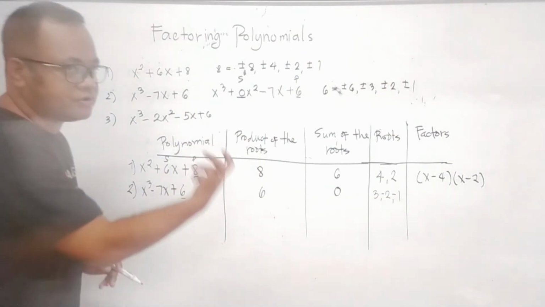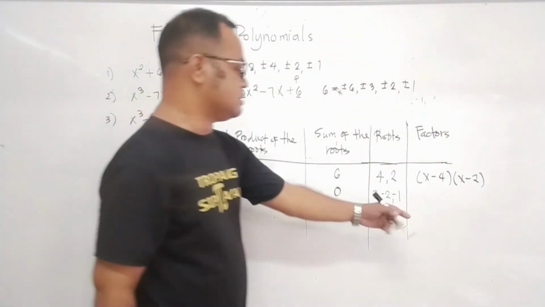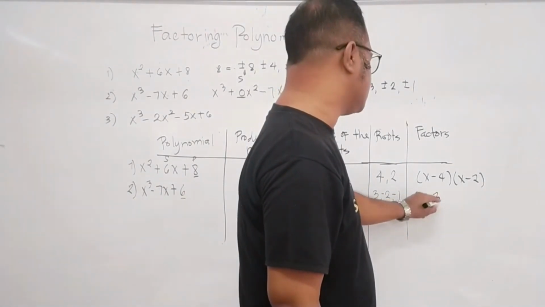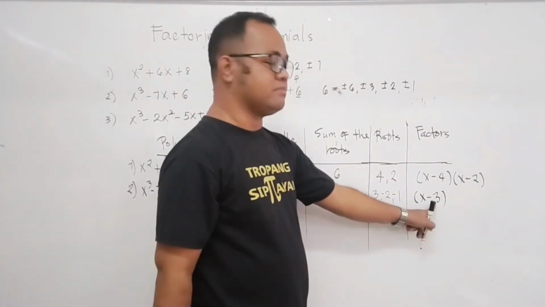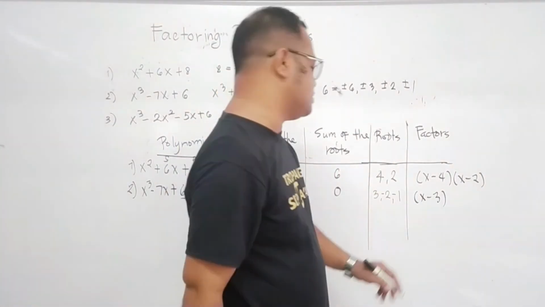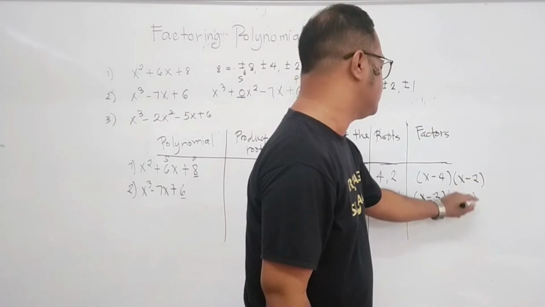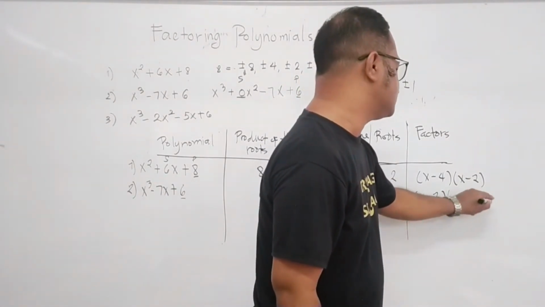So, how can you write the factors? You just simply change the sign. So, we have x minus 3, from positive it will become negative. Okay, just transpose. X plus 2 and x plus 1.